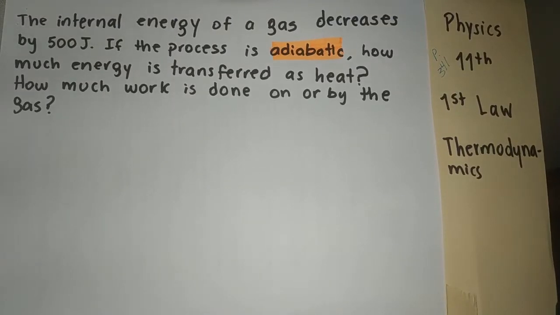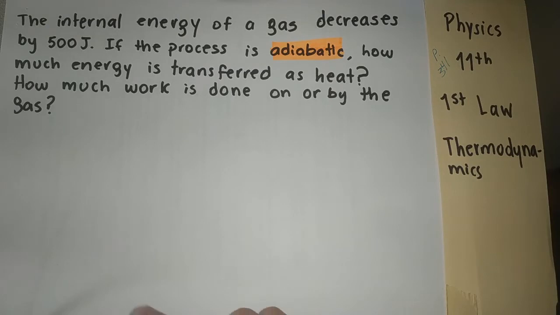Okay, guys, we continue. We're going to develop sample problem number 2. It says the internal energy of a gas decreases by 500 joules. If the process is adiabatic, how much energy is transferred as heat? How much work is done on or by the gas? We don't know it, so we're going to find out.